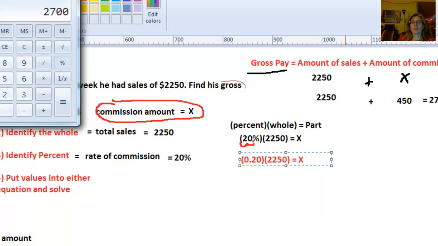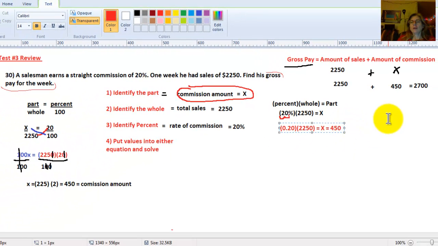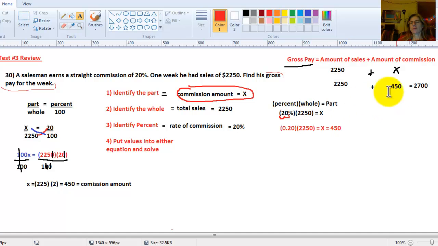And that will equal our X. So let's look and see if we get the same answer. 0.2 times 2250 equals 450. So we do get the same X, and then we would plug it here just like we did, adding it to the total amount of sales to get the gross pay of $2,700.